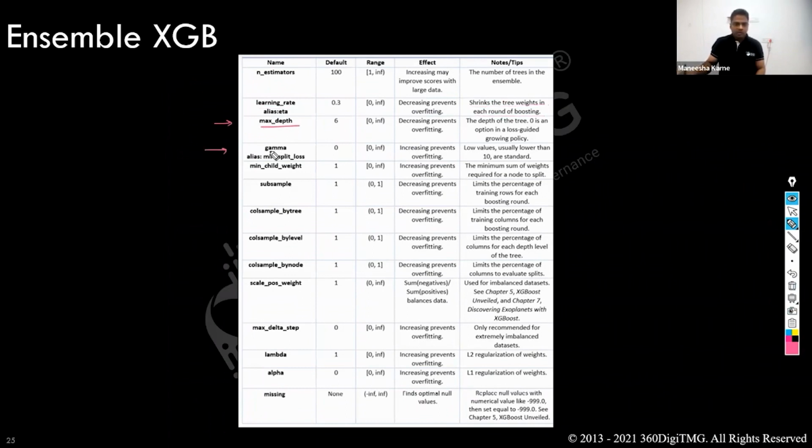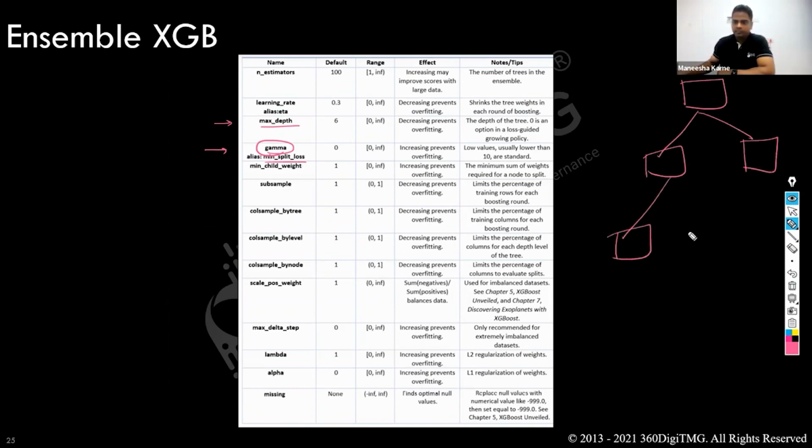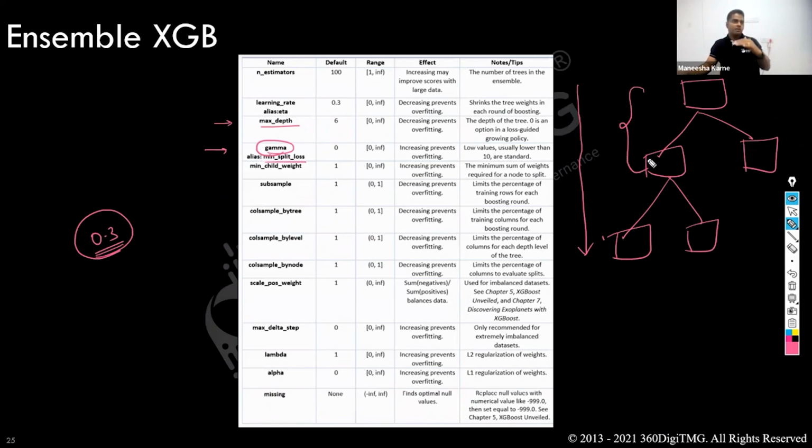Maximum depth anyway we are aware of, and we have something called the gamma value. Gamma is an alias for minimum split loss. If I'm splitting a tree, I will continue splitting as long as the error value keeps on decreasing. So you put a condition saying that if I say 0.3, for example, what do you mean? At least if there is a 0.3 reduction in the error, only then I will split. If the reduction in the error is only 0.1%, then I will not even continue further. I'll not split. Only if the minimum error reduction is 30%, only then I will split the tree further.